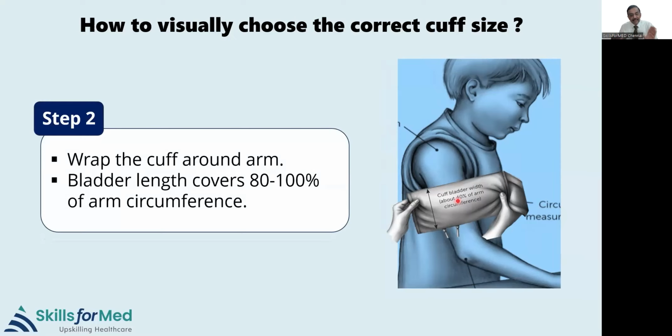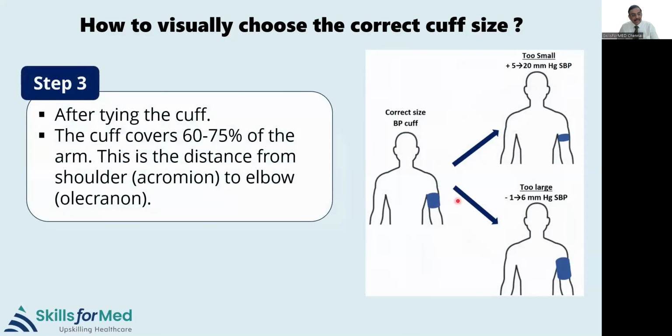Then horizontally, you go around almost. The whole circumference should be encircled by the bladder of the cuff. The third is when you turn. Now the cuff should occupy 3/4 of the length between the acromion and the olecranon. So the cuff should be almost 3/4 covered. It should not be too small or too large.